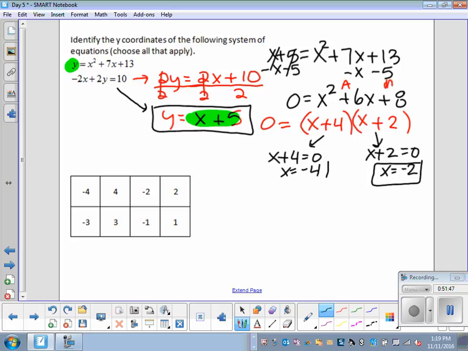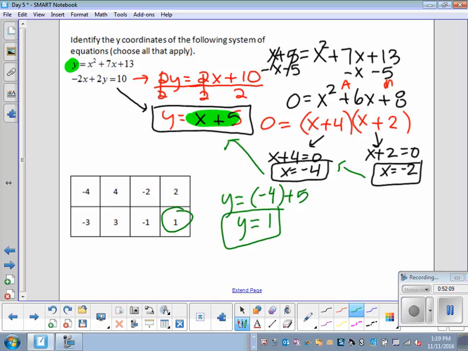Okay, but I don't want the x's, I want the y's. So I'm going to plug these guys into this equation. So y equals negative 4 plus 5. So y equals what? 1. Sorry, I know I'm kind of rushing through this. Negative 2 plus 5, y equals 3. Good. So sometimes you can't go directly to the coordinates that they're asking you for. You have to go through all this. All right?